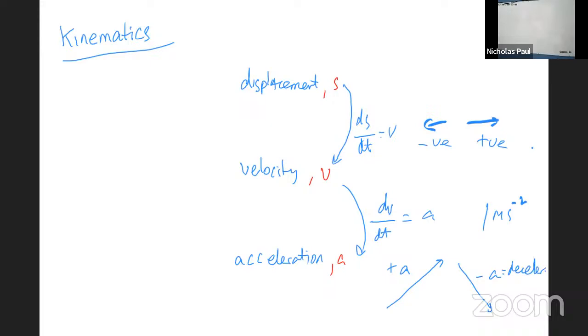If you see a positive acceleration, it means that the body has an increase in velocity. If the velocity is decreasing, it means that we have a deceleration. And that's the way we move down the ladder. To go up the ladder, we do the reverse. We integrate acceleration to get velocity. And here, we integrate velocity to get displacement.